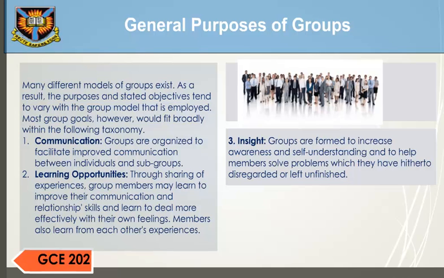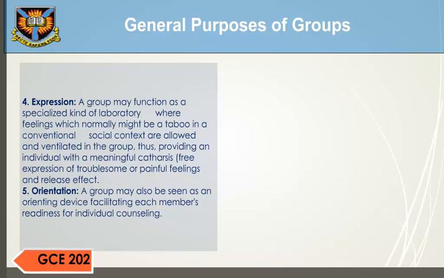2. Learning opportunities. Through sharing of experiences, group members will learn to improve their communication and relationship skills and learn to deal more effectively with their own feelings. Members also learn from each other's experiences. 3. Insight. Groups are formed to increase awareness and self-understanding and to help members solve problems which they have hitherto disregarded or left unfinished.